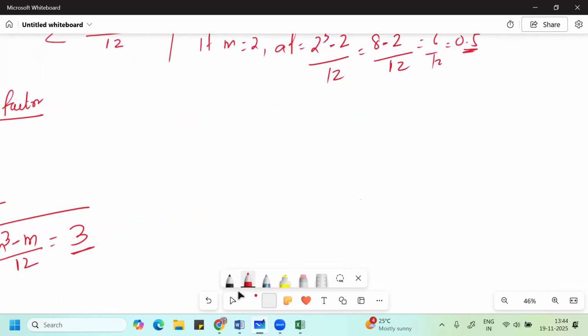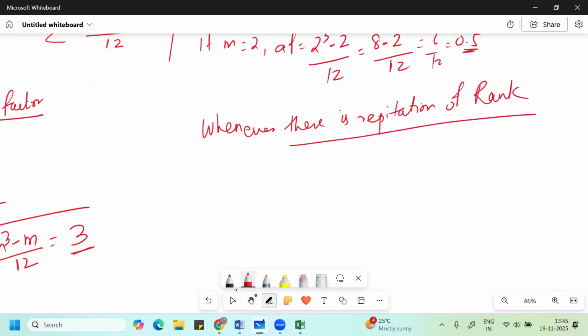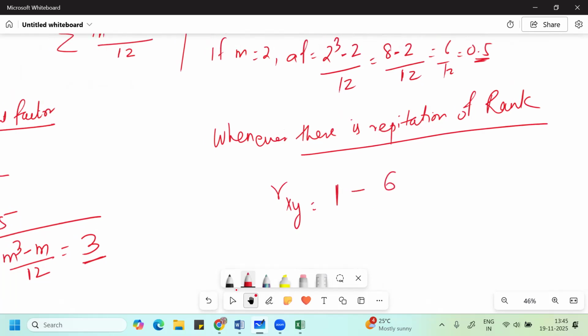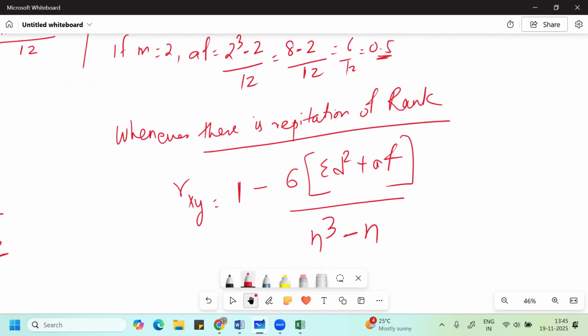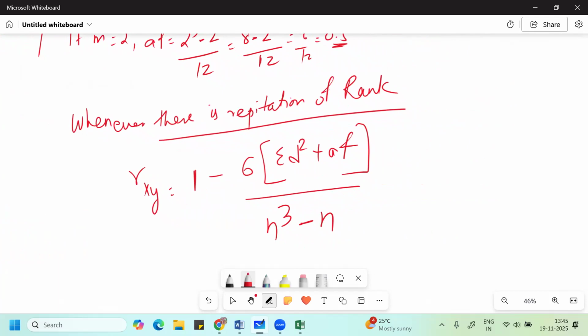Whenever there is a repetition of rank in the calculation, then your R formula will become 1 minus 6 into sum of d square plus adjustment factor, divided by n cube minus n. Whenever there's a repetition of rank. When there's no repetition of rank, then you don't have to use any adjustment factor. So whenever there's a repetition of rank, then you use this adjustment factor calculation.